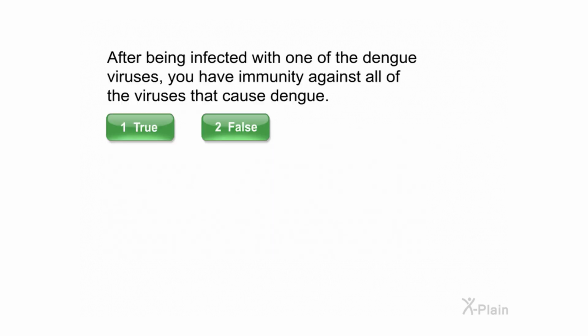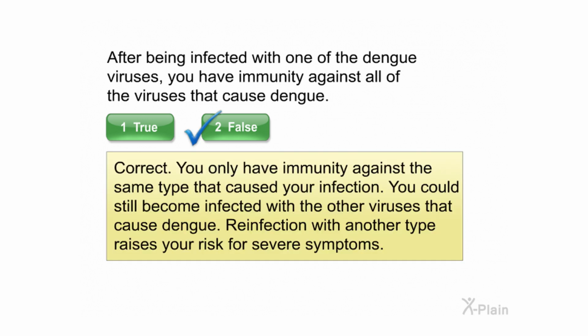After being infected with one of the dengue viruses, you have immunity against all of the viruses that cause dengue. Select true or false. Correct. You only have immunity against the same type that caused your infection. You could still become infected with the other viruses that cause dengue. Reinfection with another type raises your risk for severe symptoms.